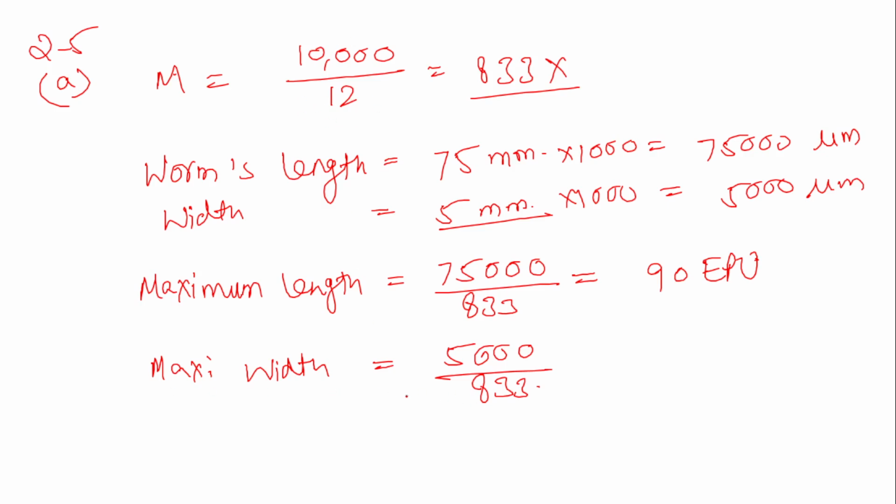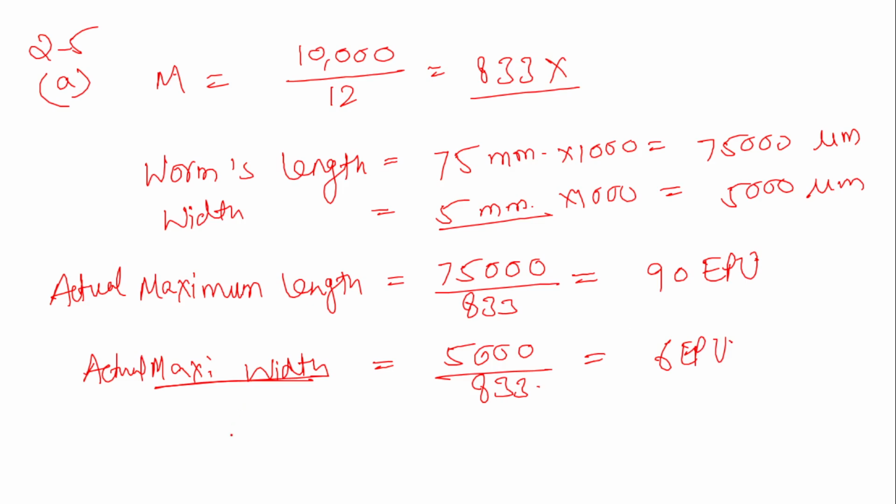So here we have the actual size, the actual maximum width, which was down here, and magnification was here. So accordingly we have put it in the formula. If we solve this one out, this is somewhere around 6 EPUs. Okay, so I hope it is clear to you now.